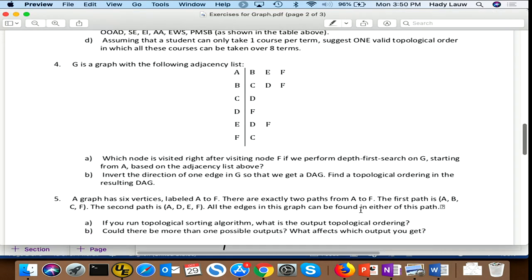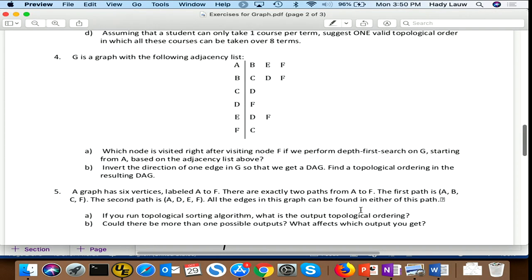Then the next part of the question says to invert the direction of one edge, H and G, so that we get a DAG. Find a topological order in the resulting DAG. Okay, so if we have to get a DAG, that means before, it was a cycle, right? There was a cycle somewhere. So then we need to find out where the cycle is.